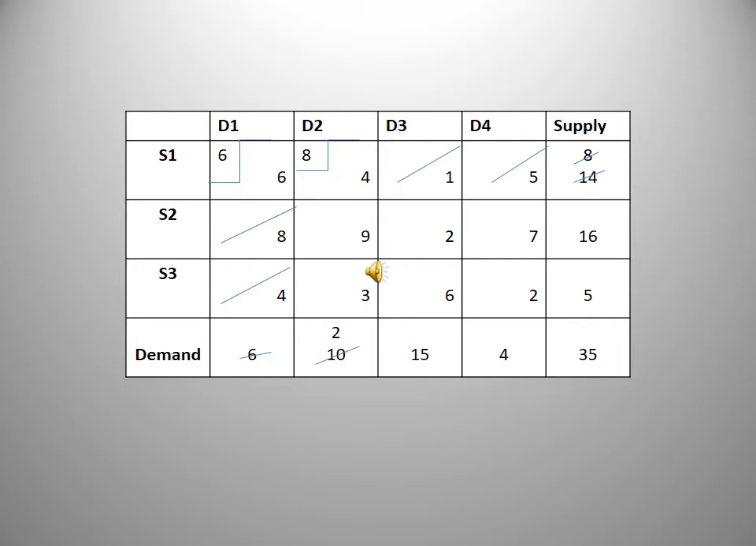Now the cell 2,2 is the northwest corner cell. The third allocation is made to this cell. Minimum of demand and supply corresponding to the northwest corner cell, 16 and 2, is 2, which is allocated in this cell. The total demand in the second column is satisfied and the total supply in the second row becomes 14. No further allocation is required to column 2.